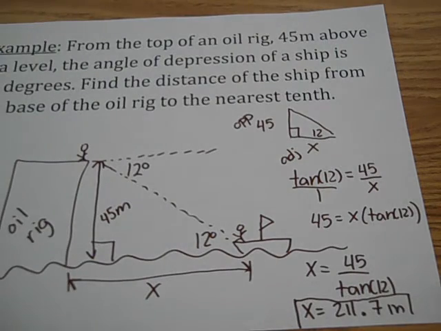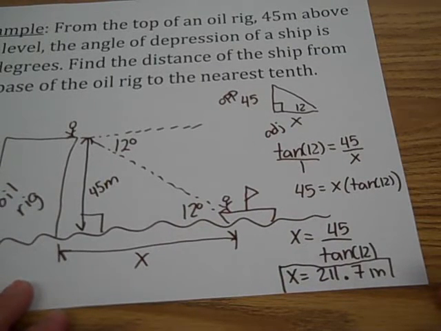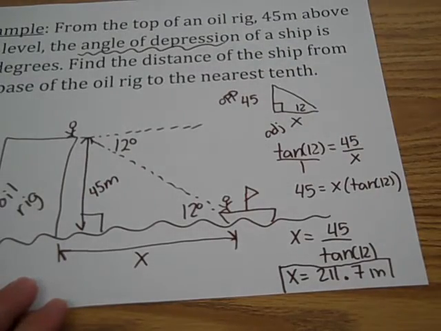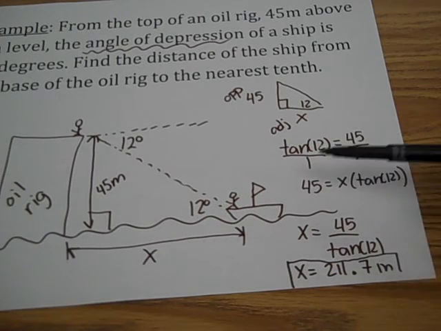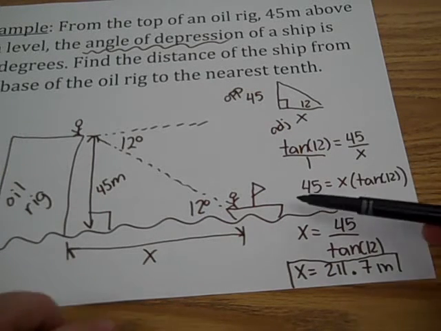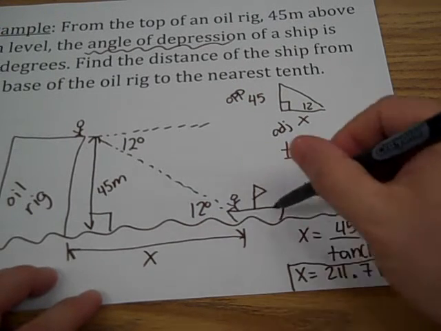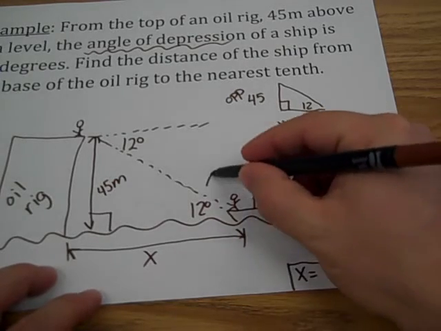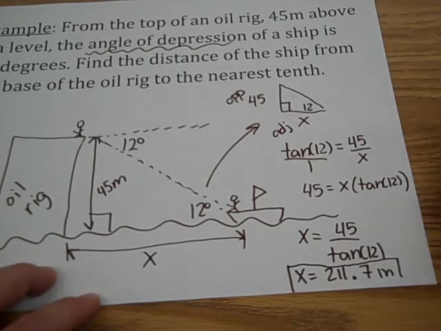So that means the ship is pretty far away from the oil rig. It's 211.7 meters away. So we took our angle of depression vocabulary, drew a picture. It doesn't have to be pretty. Mine's a box with a cute little boat. You could just write the word boat if you want to, just to know that that's where the boat is. And then I took that picture and made it simpler for myself to look like problems we've already been working on, and I found x.